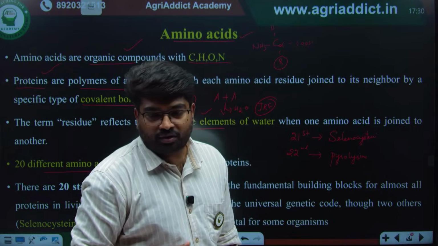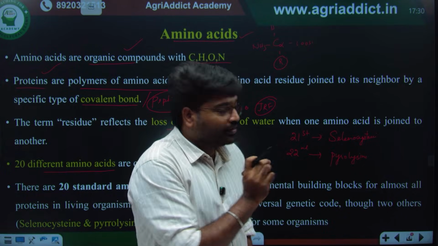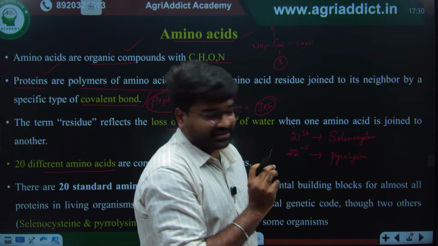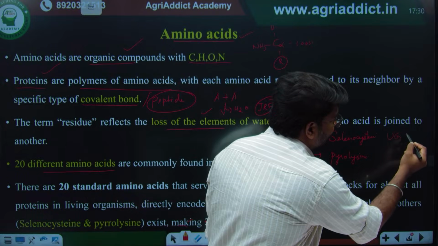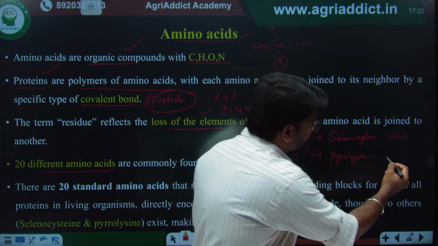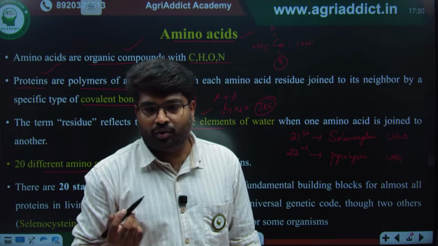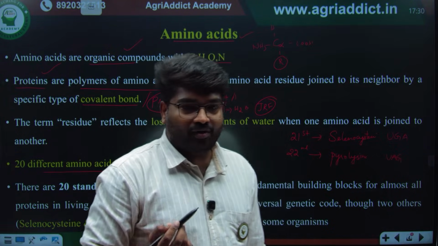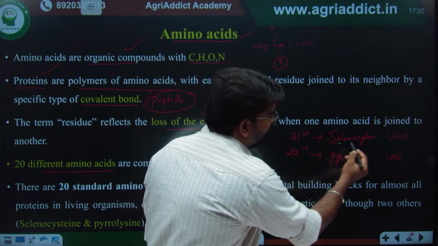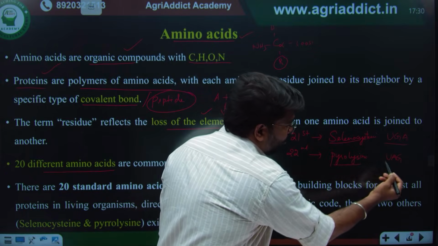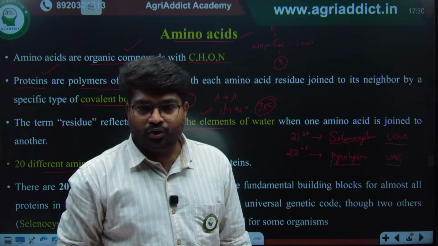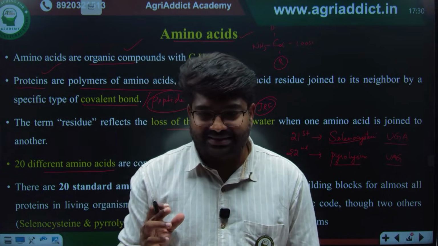Then the most important thing: which codon codes for selenocysteine and pyrrolysine? UGA codes for selenocysteine, UAG codes for pyrrolysine. This is also an important point. Selenocysteine is coded by UGA, pyrrolysine is coded by UAG. I hope this is clear for everyone.